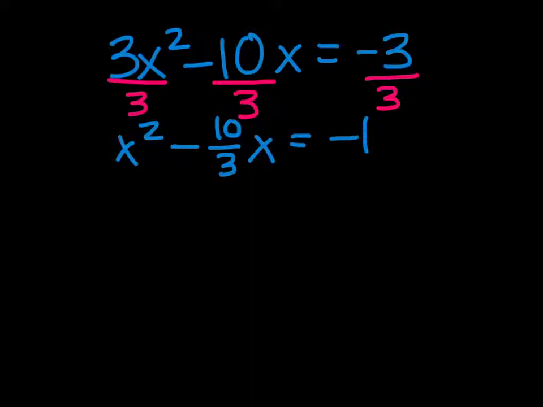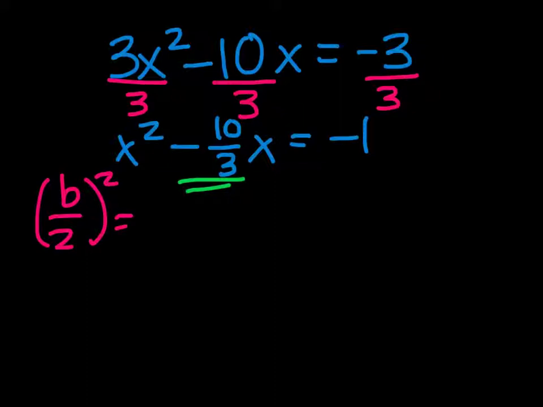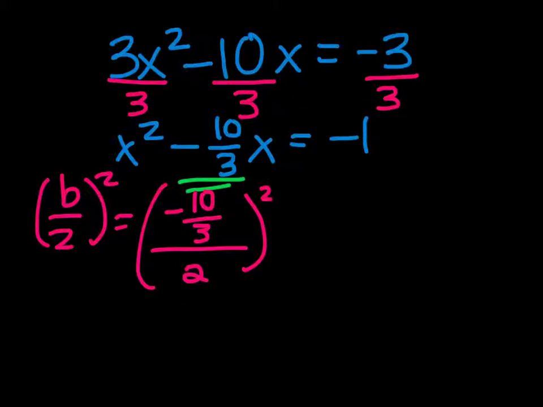We need to actually do that b divided by 2 quantity squared situation, but if we look, our b term is a tricky number. It's a fraction. Oh my gosh, let's freak out. Actually, let's not. All right, so our b term is that negative 10 thirds. So we have negative 10 divided by 3, and that is over 2. And we're going to then square it.